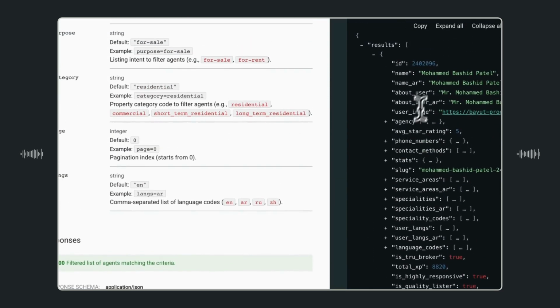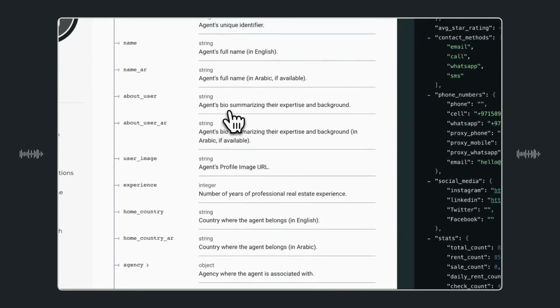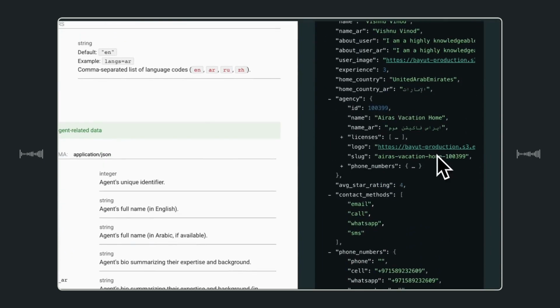turns hours of manual work into seconds of querying. And the agent info is quite comprehensive. It includes a personal bio, their years of experience, like Mazen Yusuf with 10 years, Vishnu Vinod with 3 years, their home country, average star rating, even contact methods like email, call, or WhatsApp.